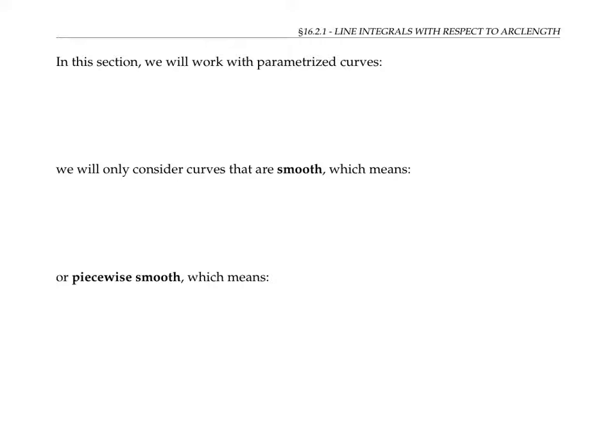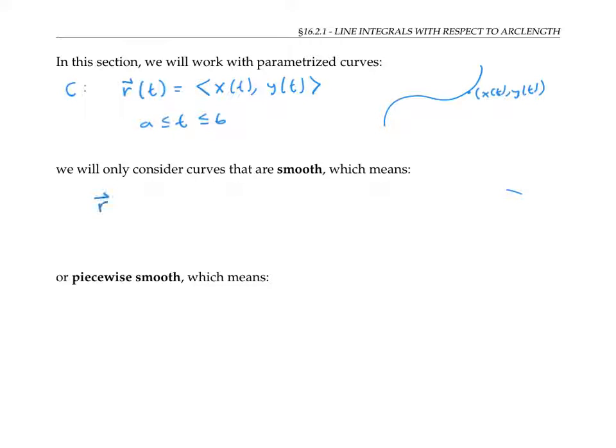In this section, we'll work with parametrized curves. That is, a curve C that's parametrized by some vector function r of t, which can be written as a function x of t, the x values, and y of t, the y values, where t ranges between two numbers a and b. We'll only consider curves that are smooth, which means that under some parameterization, r prime of t exists for the values of t that we're interested in, and r prime of t is never 0.